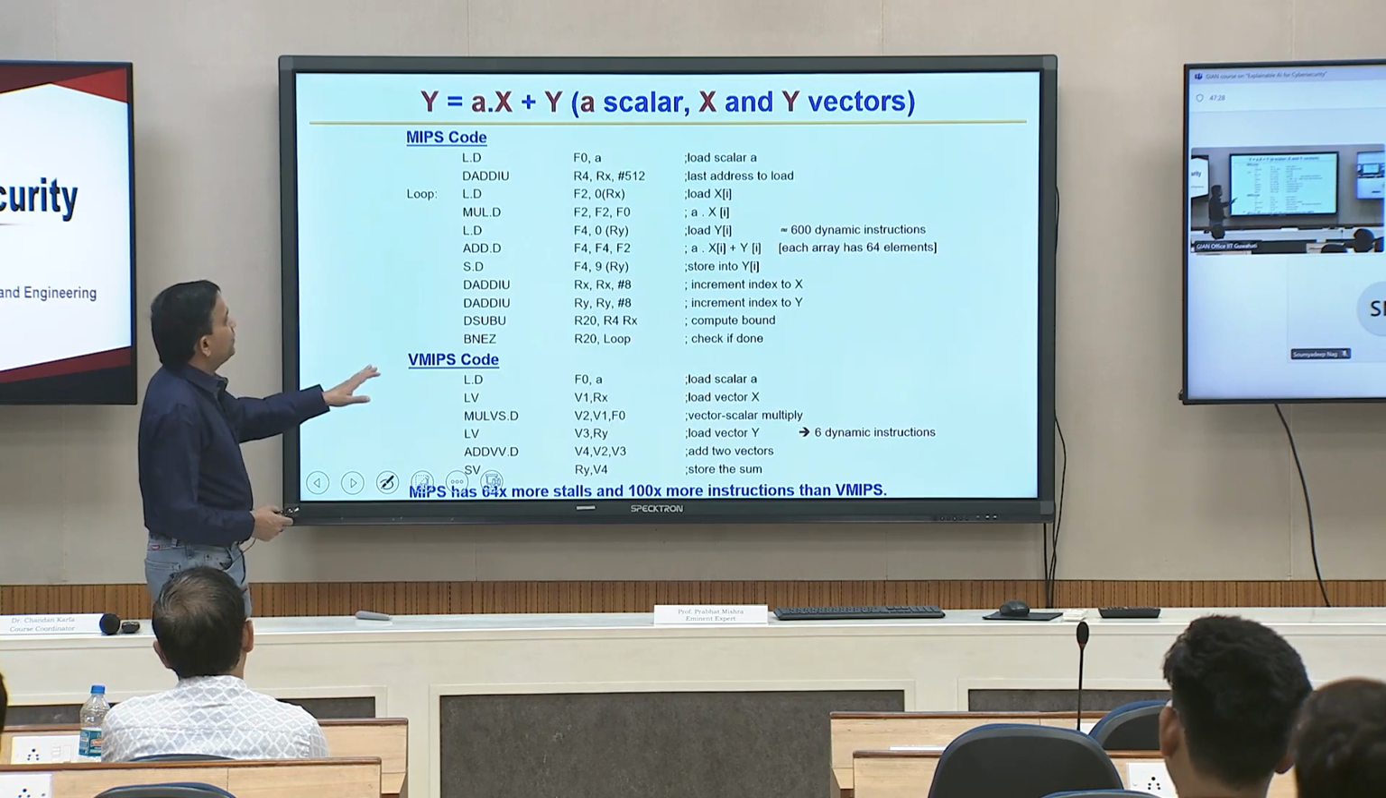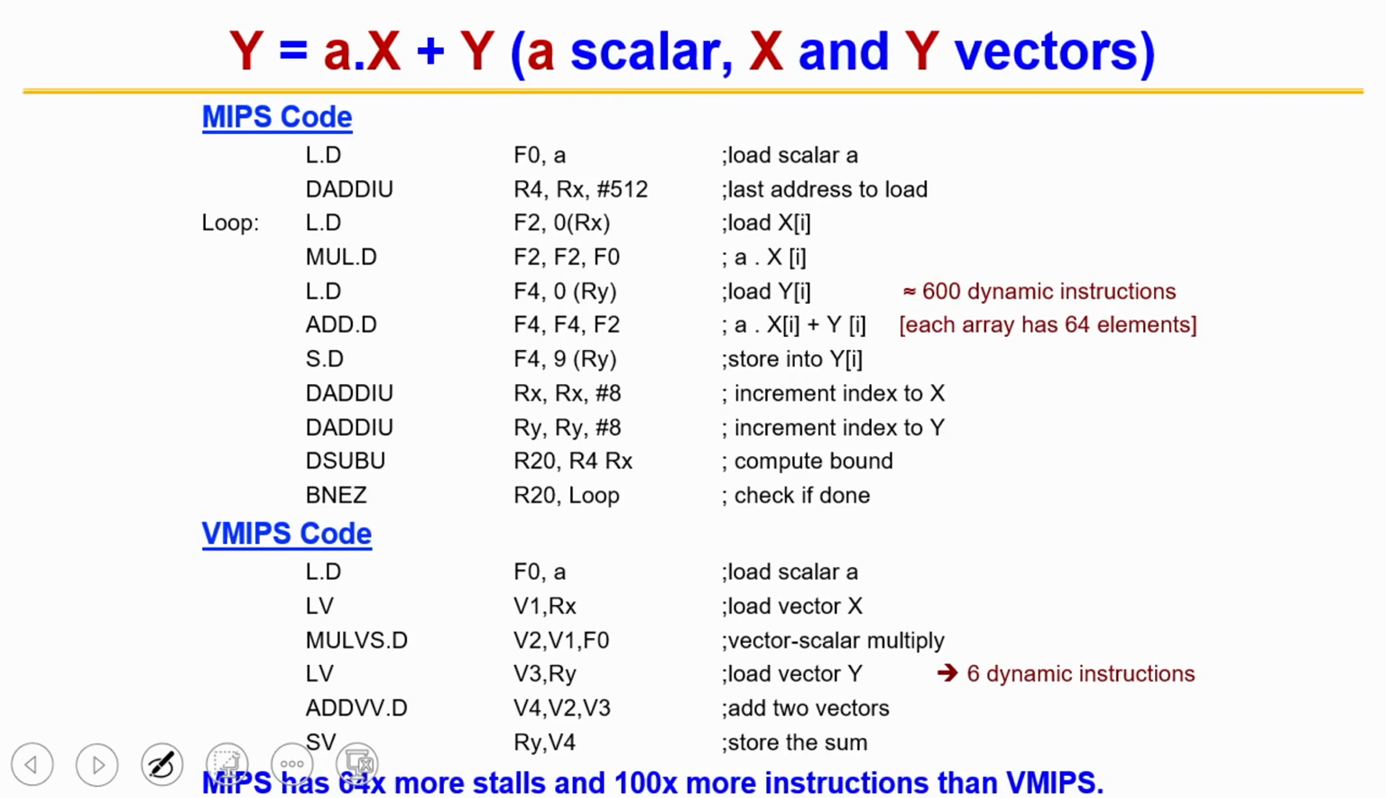Now, I want to show you the code. What I am trying to do is compute y equal to a times x plus y. A is a scalar value, think of 5, 10, some number, x and y are vector arrays, and this is in MIPS code. So, it is not important whether you have done assembly. It is basically you are loading the value of a into a register, then you are loading the value of x, and multiplying it with a.